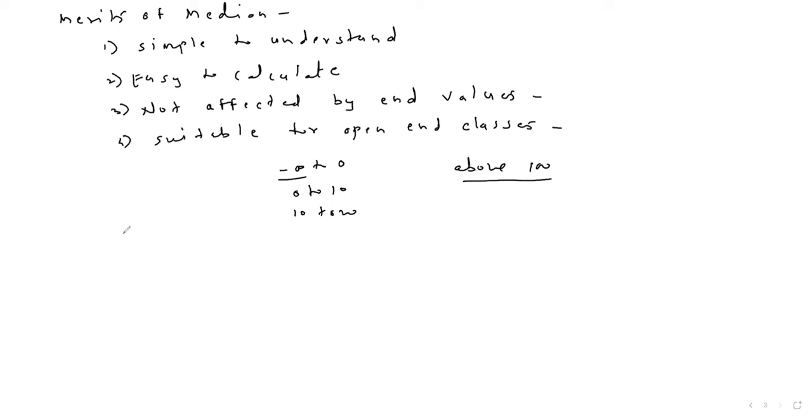So for such type of data also we can find the median, because it doesn't affect the smallest value or largest value in the data set, since it is the middlemost value in the data. It is useful in qualitative data also.